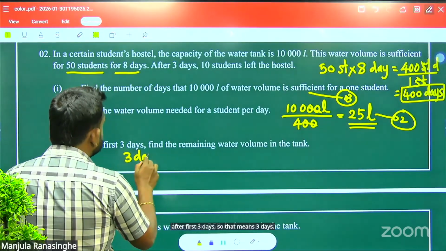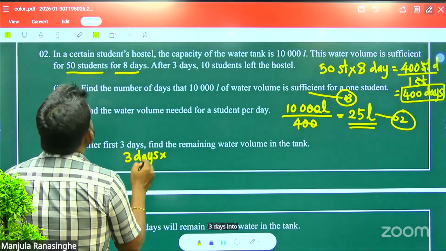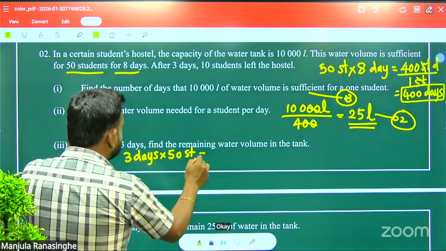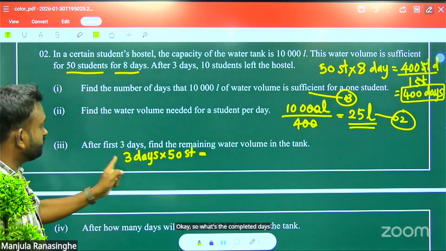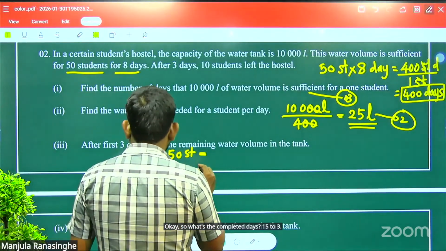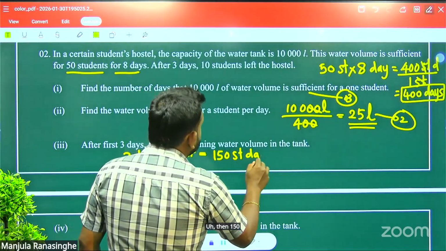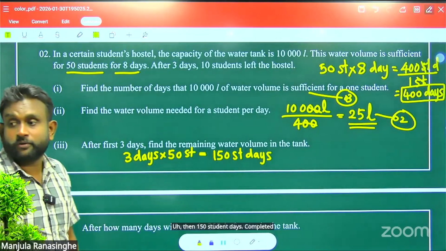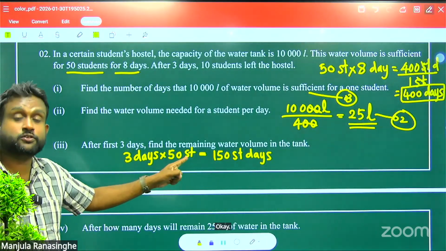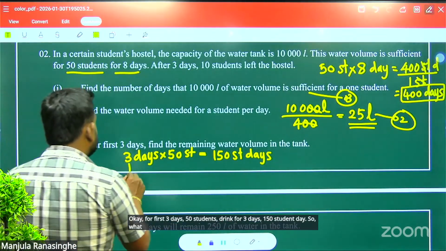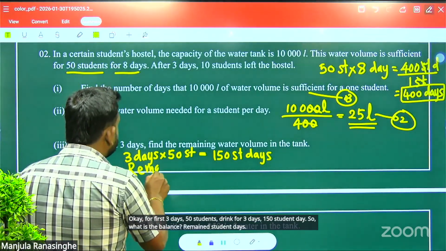3 days into how many students? There are 50 students. Okay, so what's the completed days? 50 into 3, then 150 student days completed. For the first 3 days, 50 students doing for 3 days, 150 student days. So what is the balance? Remaining student days, how much?